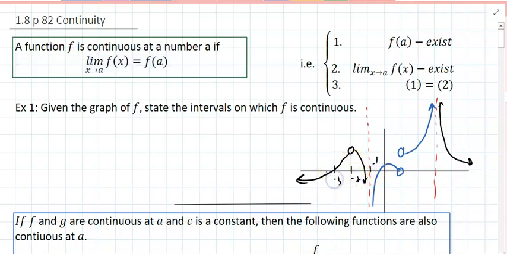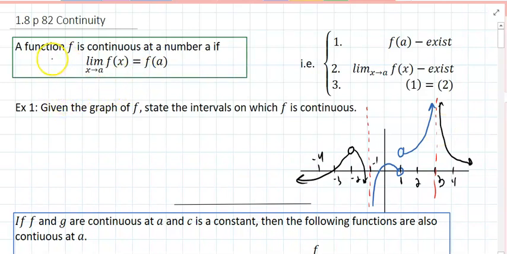Otherwise, it's not continuous. Anytime you have to lift, or you have no choice but to lift your pen or your pencil off the paper, that means that function is not continuous there. So the definition is fairly simple.